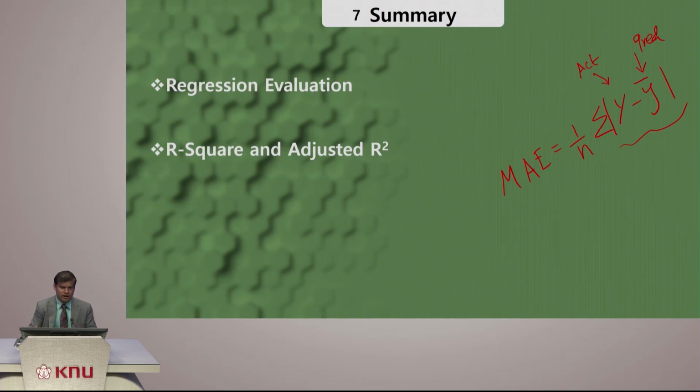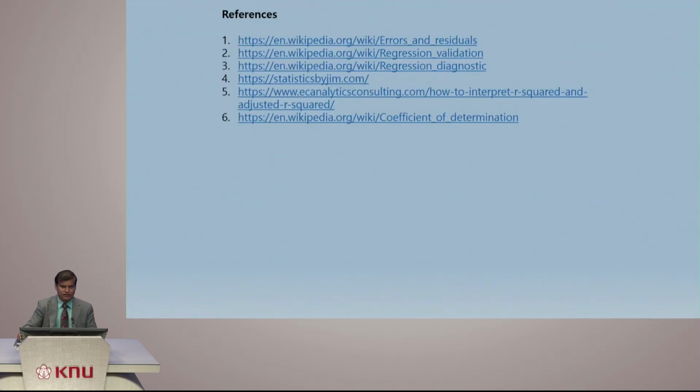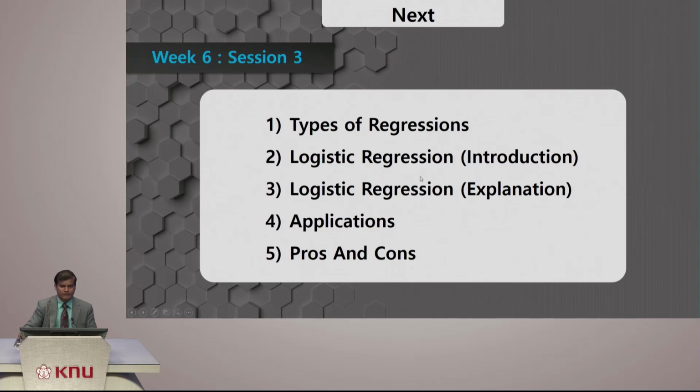So it's another method. All these methods can help us understand how well the regression line fits the whole data that is given there. Well, we'll stop here, and we are going to discuss different types of regression, including logistic regression and its explanation, in the next lecture.